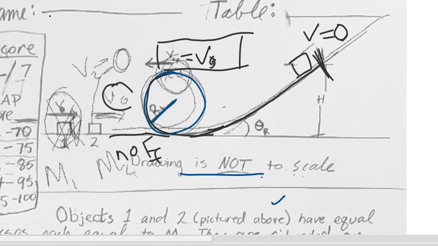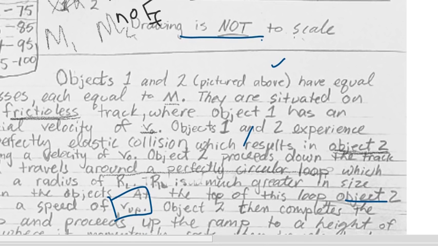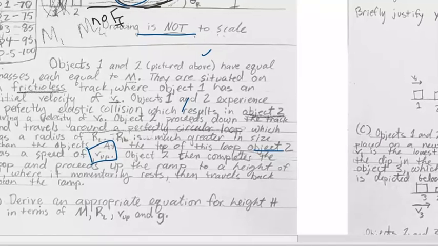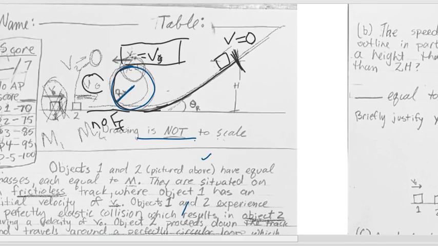So let's see what the first question actually says. Okay, it says derive an appropriate equation for height h in terms of mass, RL, V up, and G. I just wanted to show you that. I'm using a highlighter. Unfortunately, I won't get one on the test, but I'm using one here because it's getting messy. Okay, it said mass, which could be either one of these. V up, which is right here. R, which is part of the loop, and height.